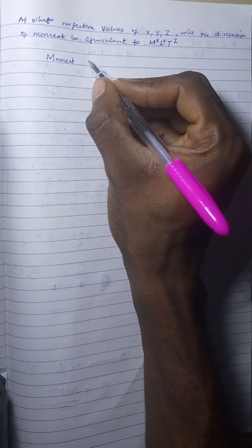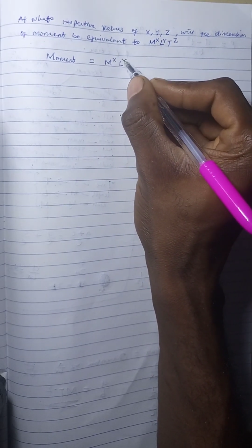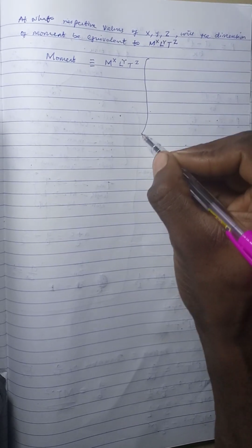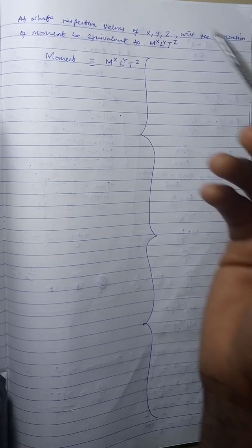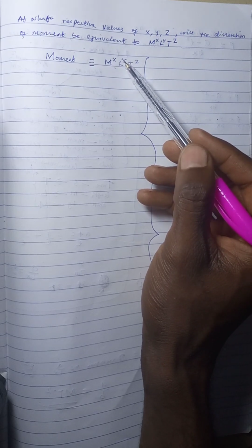So they're telling us that the dimension of moment of a force is equal to M to the x, L to the y, then T to the z. The dimension of this is equivalent to that. In some cases, you might see a question where they tell you that something is equal to something, but they will not tell you the values. You understand? So it is very cheap to work on. The first thing I'm going to do is get the dimension of moment. If I'm able to get the dimension of moment, then I'll compare it to this, and I will be able to find the values of x, y, and z.